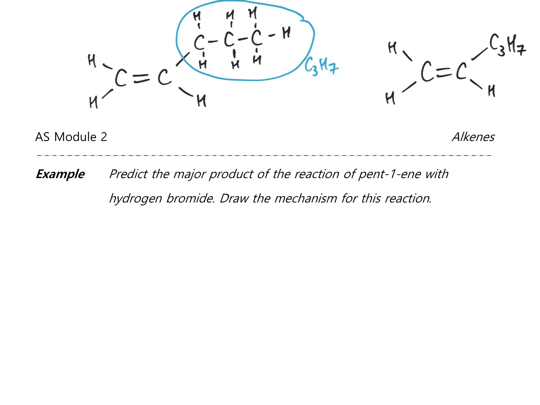So what I'd like you to do is to pause the video now and give this a go. You don't have to do it in the order of the question. In other words, it says predict the major product and then draw the mechanism. You can draw the mechanism as you go and then essentially determine your major product from that. Just think about Markovnikov's rule: which carbon is your hydrogen going to add to? The hydrogen of the hydrogen bromide.